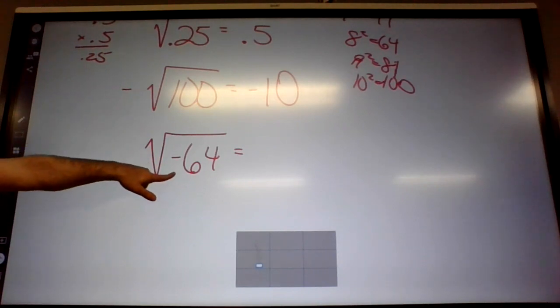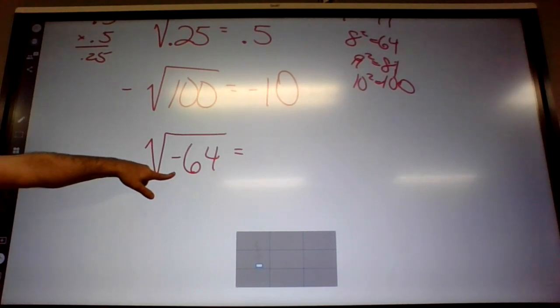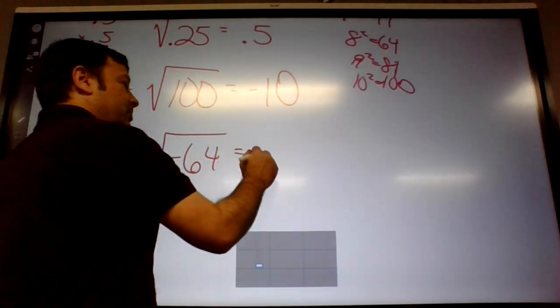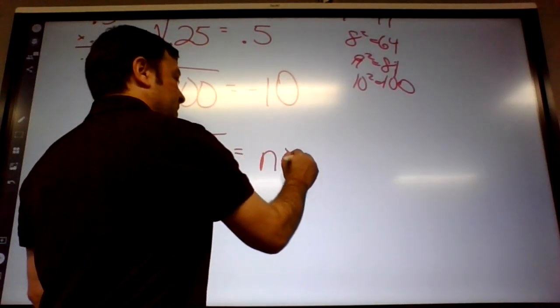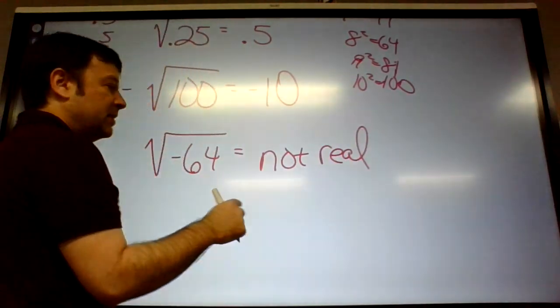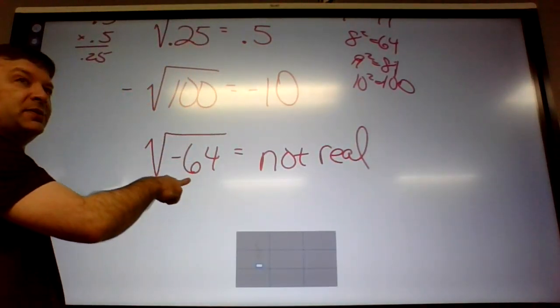But in this case, it means what times itself equals negative 64. Is it 8 times 8? No, that's positive 64. Is it negative 8 times negative 8? That's positive 64. So what we're going to put for these is not real. This is something called an imaginary number, which we're not really going to touch until Algebra 2.